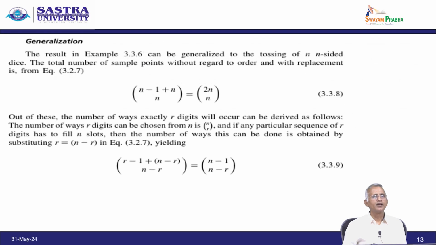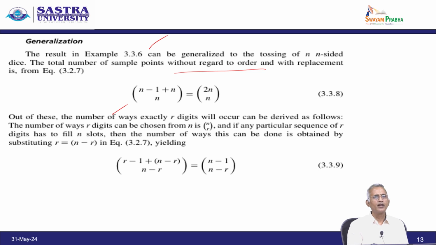Now, making use of the generalization of these ideas, the example 3.36 can be generalized to the tossing of n-sided dice. Imagine it, so n can be any number you can take. So, the total number of sample points without regard to order and with replacement is (n minus 1 plus n) C n, equal to 2n-1 C n.